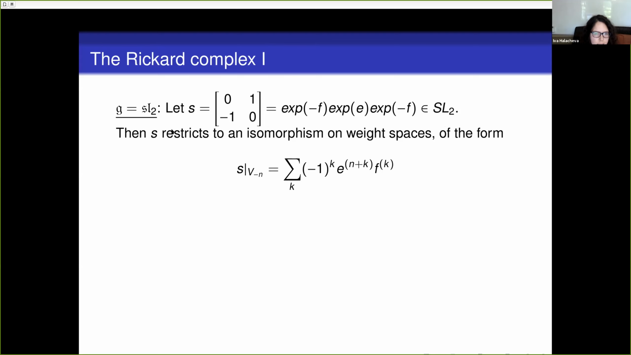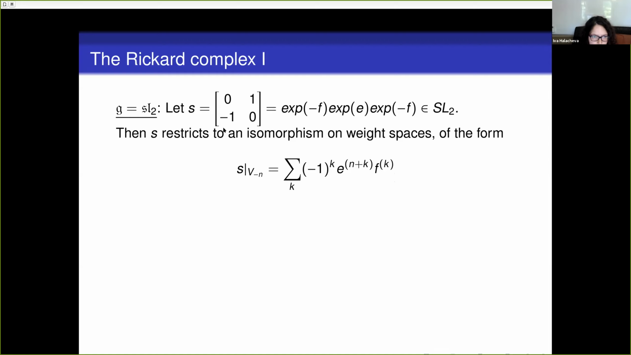This expression can be quite unwieldy, but if we restrict it to weight space, this gives us an isomorphism on the weight spaces, and it has this more manageable and friendly expression. And here, when I write E parentheses K and F parentheses K, these are the divided powers of E and F. So this is F to the K divided by K factorial.